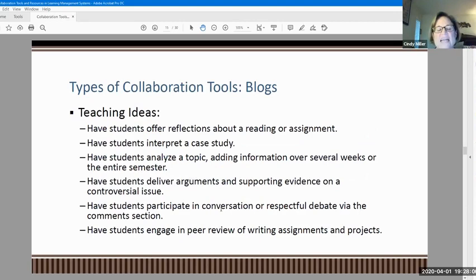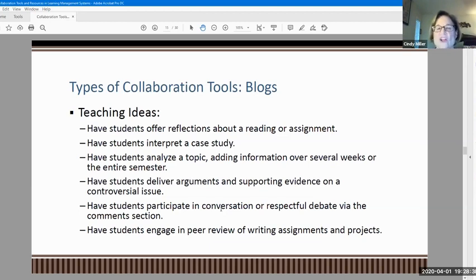Some teaching ideas here: have students offer reflections about a reading or assignment. I usually do that more in the discussion than in a blog, but I have seen it in some blogs. Have students interpret a case study. That's what I do in my blogs. I have students analyze a topic and add information over several weeks over the entire semester, so that the topic is growing. Like in our family policies class, we had a group of students doing eating disorders, and there was lots of information added about that issue over several weeks during the semester.